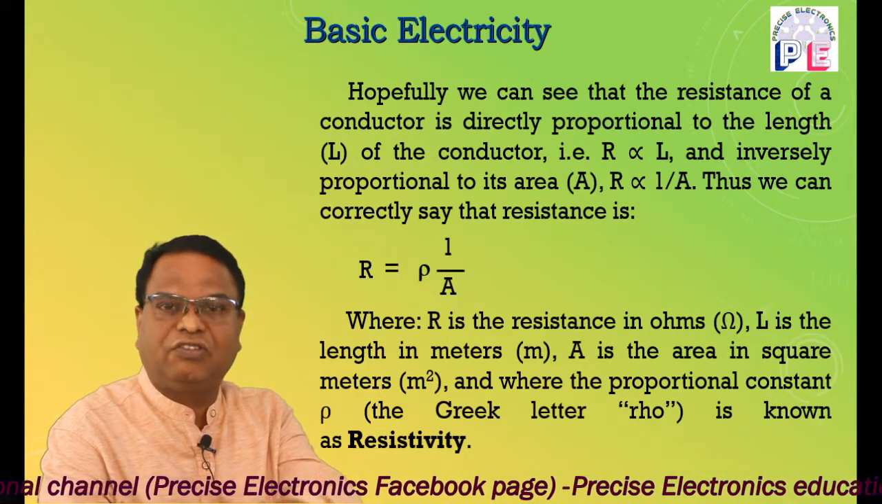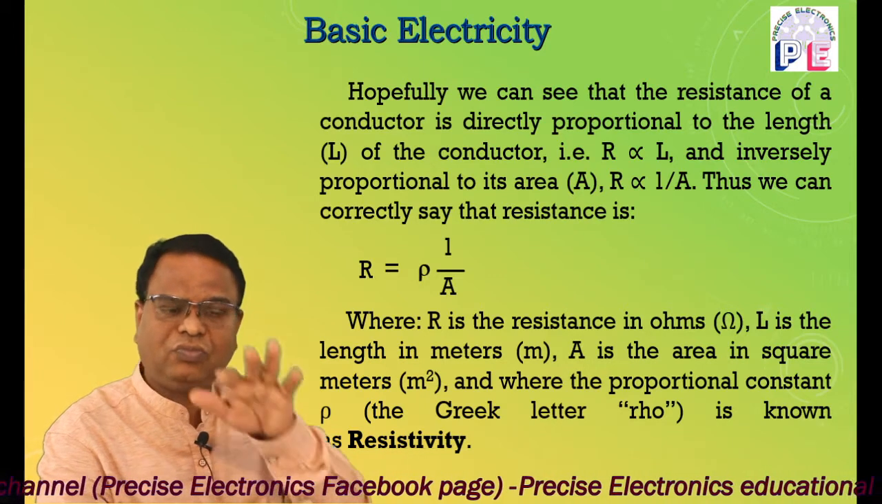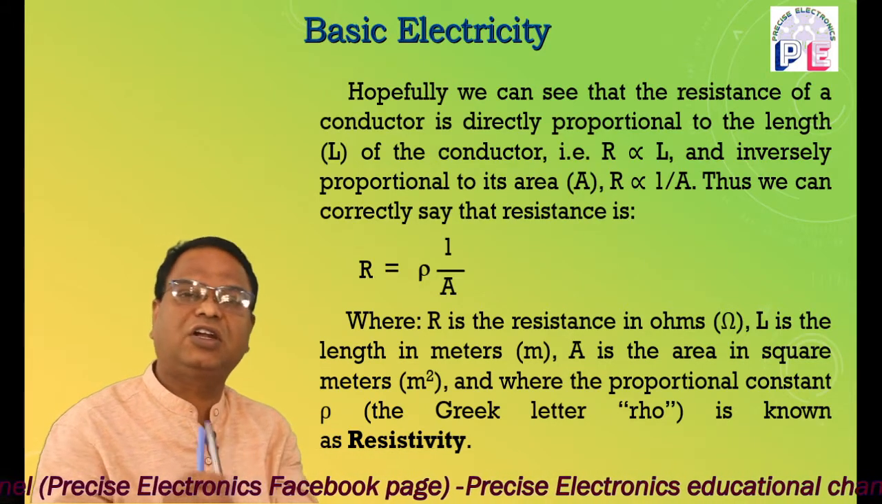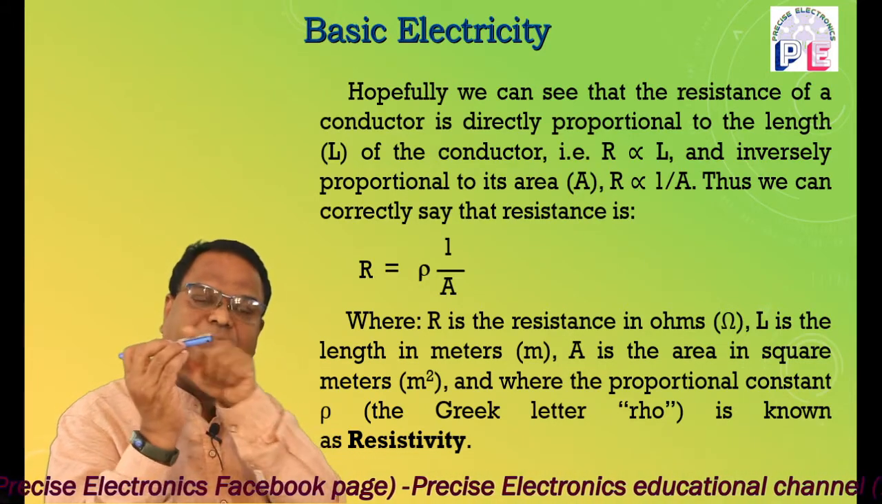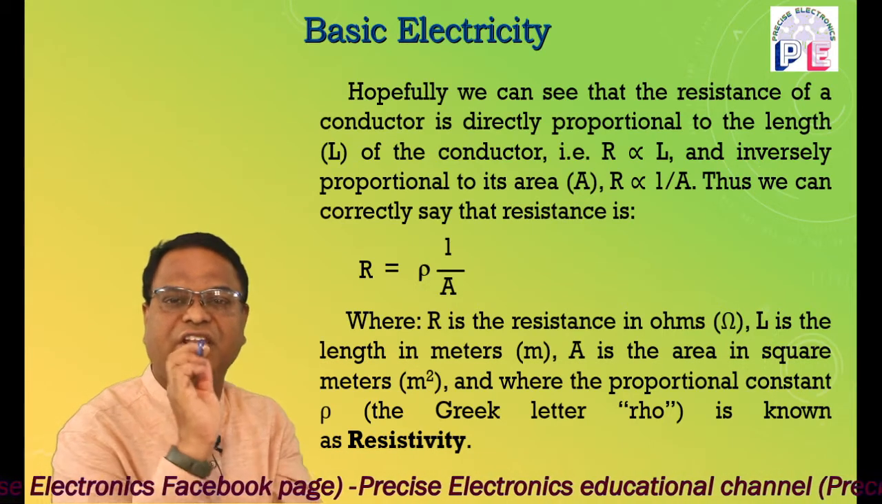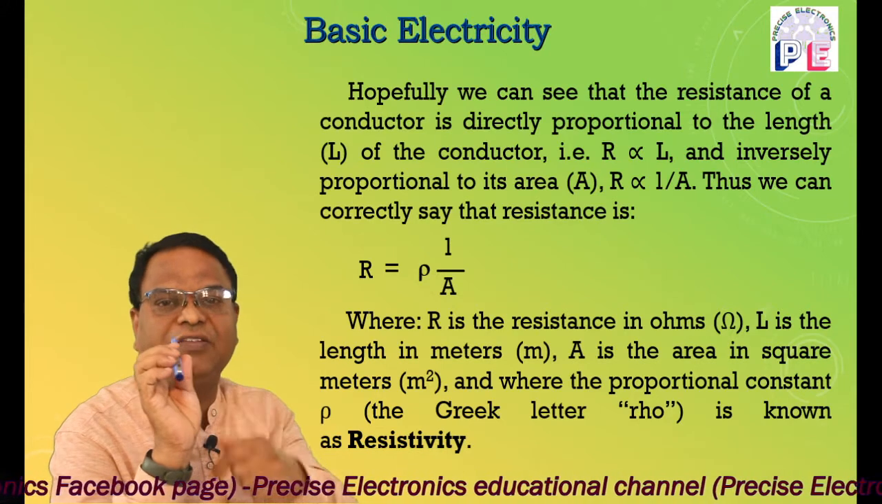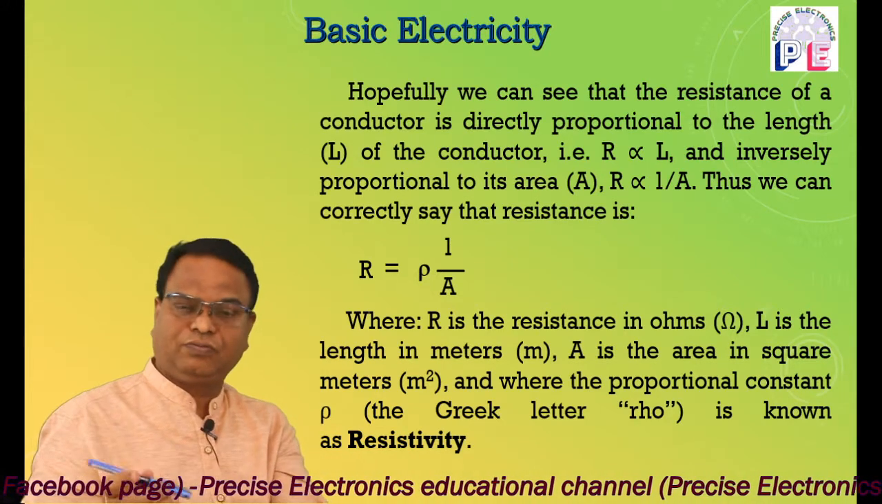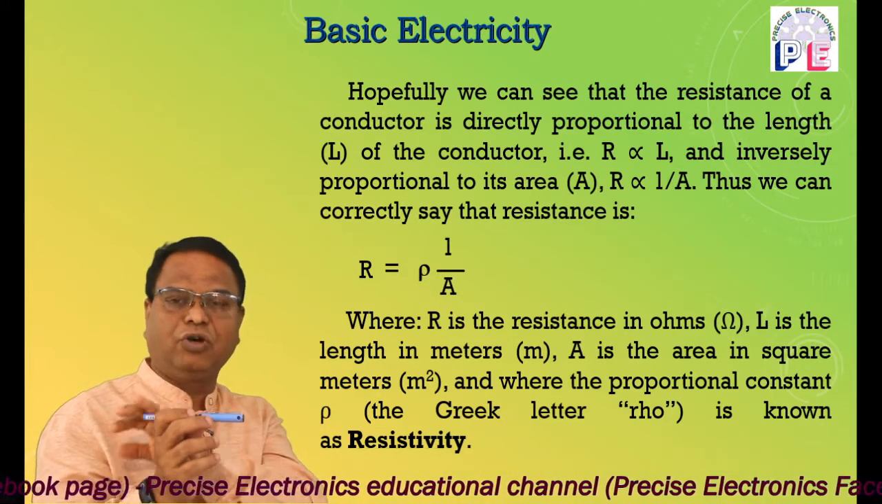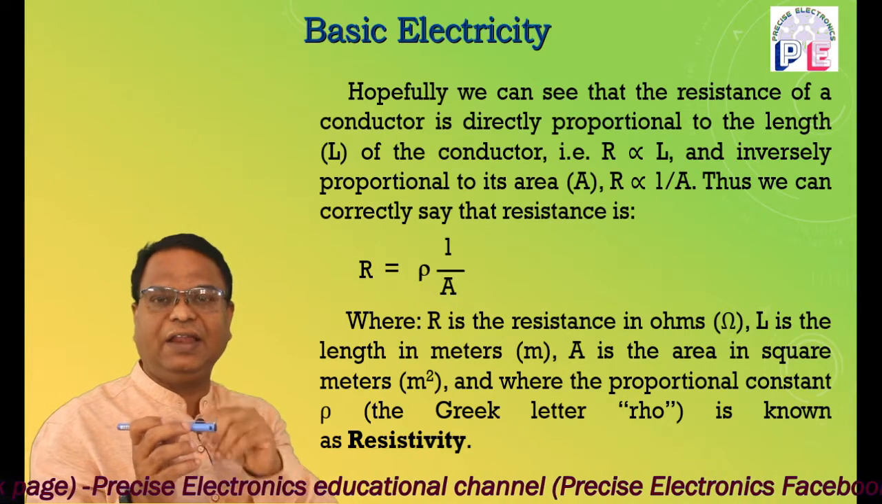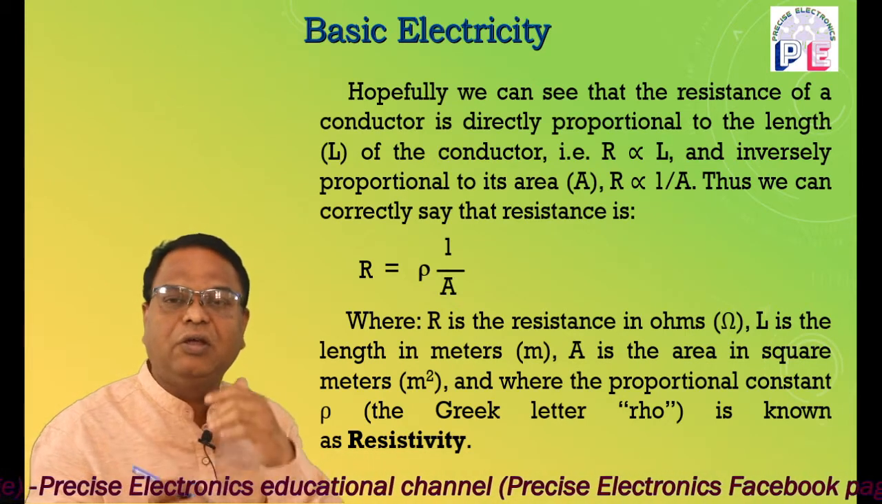R, the resistance, is measured in ohm. L, the length of the conductor, is measured in meter. A, the cross-sectional area, is measured in meter square, since the actual unit of area is meter square. So R is equal to rho L upon A, where L is given in meter and area is given in meter square.